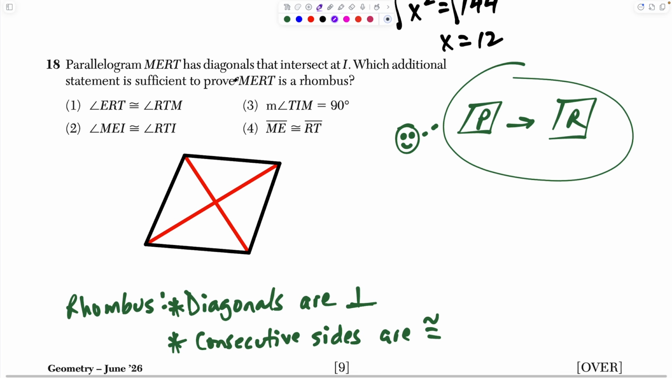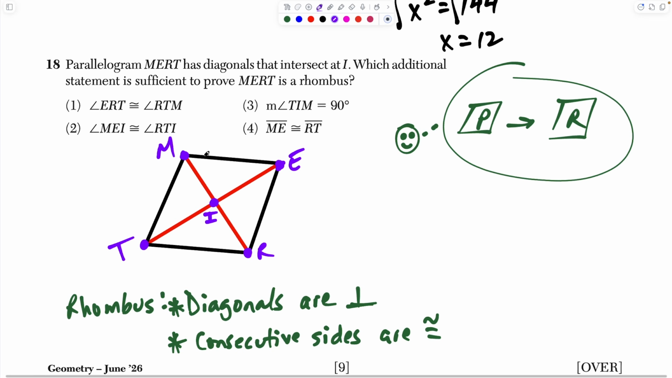But now let's go ahead and label it. So they're calling this parallelogram MERT. So I like to start in this corner over here and then go clockwise. You could go counterclockwise. The only thing you can't do when you're labeling is you can't go ME and then TR. You have to commit to the order of the letters, whether you're going clockwise or counterclockwise. And the intersection is happening here at I.